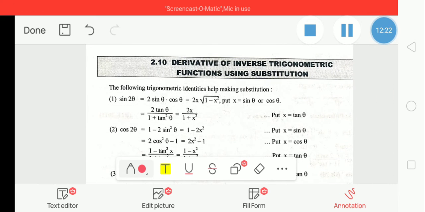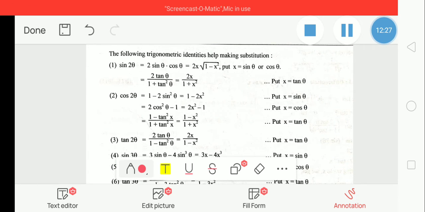Now next is the derivative of inverse trigonometric functions using substitution. Means we can substitute, so we use these formulae. Now we substitute x equal to tan of theta. We substitute sine of 2 theta, so we can write 2 sine of theta cos of theta. Also we write 2x under root 1 minus x square, where x is sine of theta or cos of theta.